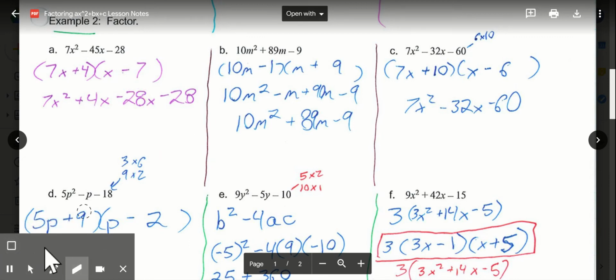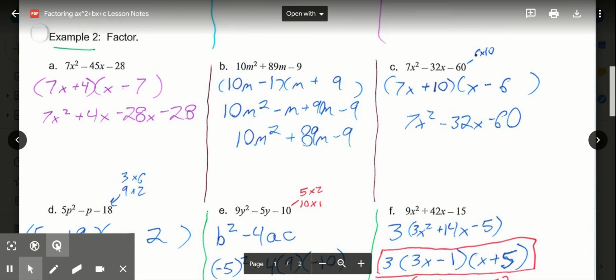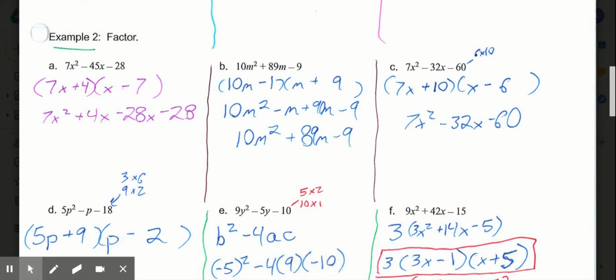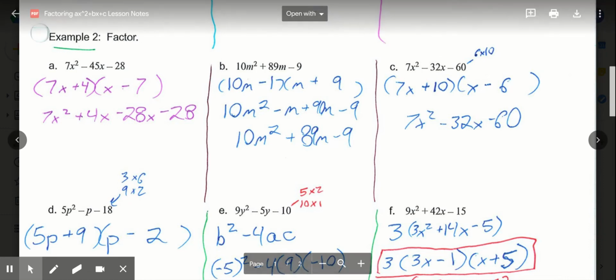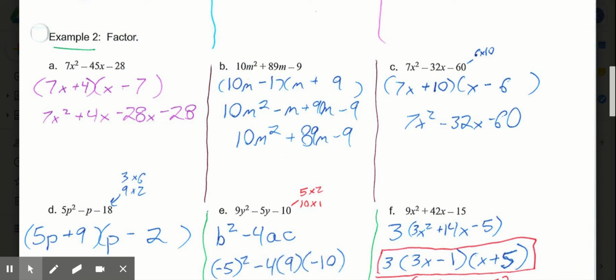Now, in B, we have 10 to start, so that could be split to 10 and 1 or 5 and 2. You just have to try a combination. At the end, we have 9, so that could be 3 and 3 or 1 and 9. So again, you write out the different combinations and try them. We know the plus minus. So in this case, I have 10m minus 1, and then an m plus 9.